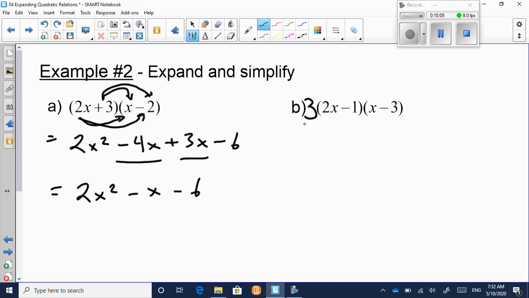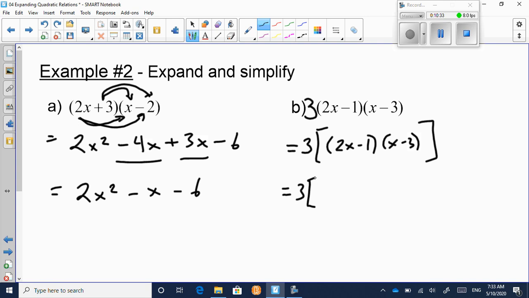Well, sometimes you have a number out front. We've seen that, like that's what we call the a. So let's leave that till the very end. So what I want you to think about is, I know that this square bracket wasn't there before. I've kind of added that in, but I want to just work on my FOIL first, and then I'll multiply 3 times everything. So here we go. Let's do our first. 2x times x is 2x squared.